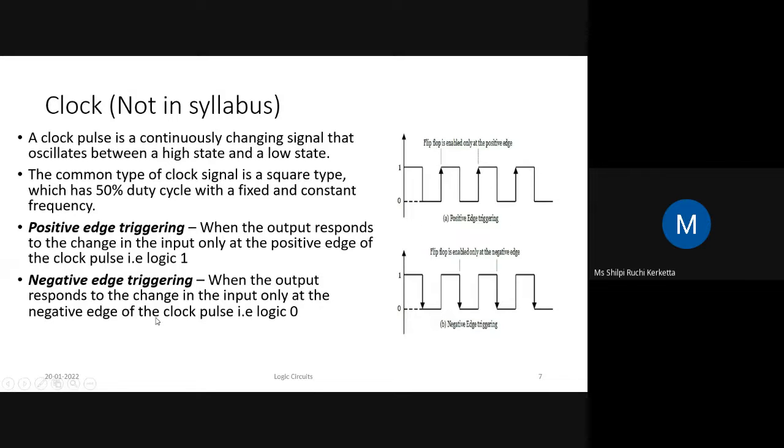But here in this counter, everything is negative edge triggering. Negative edge triggering means the falling edge of the signal. It means it will work only when we have a 0. When the clock is 0, it will work at that time. So the output responds to the changes in input only at the negative edge of the clock pulse, that is, when we are having a logic 0.